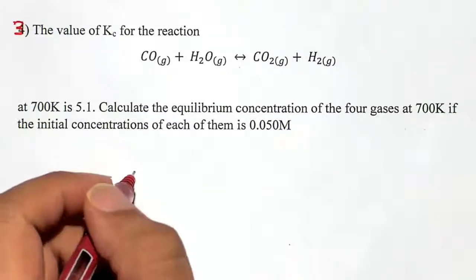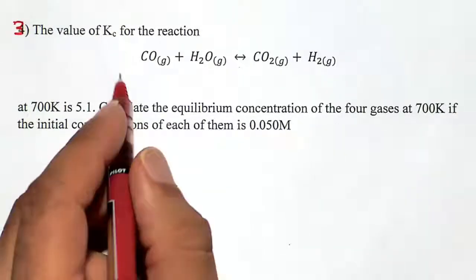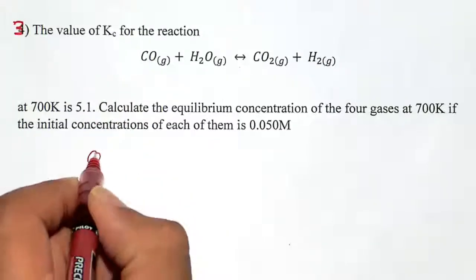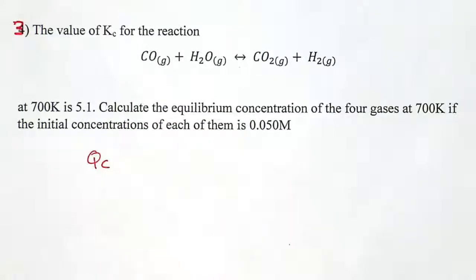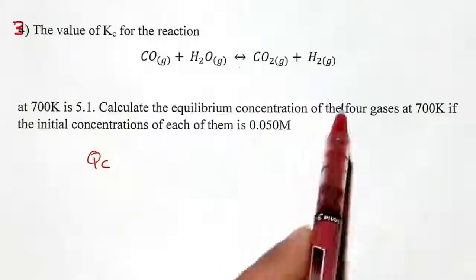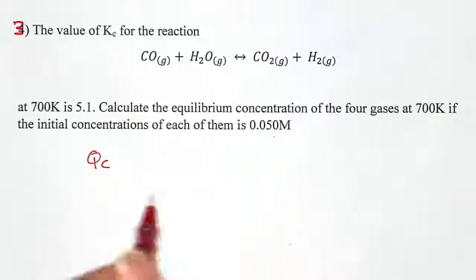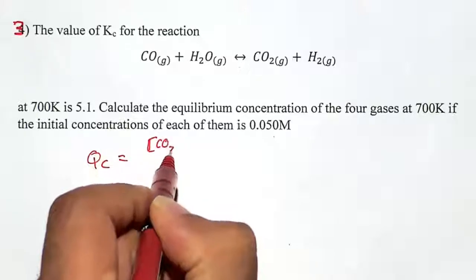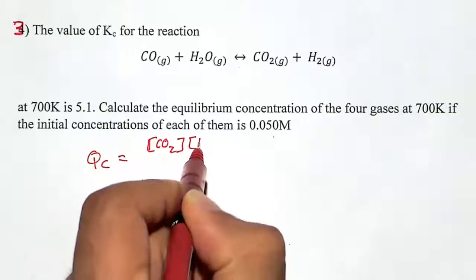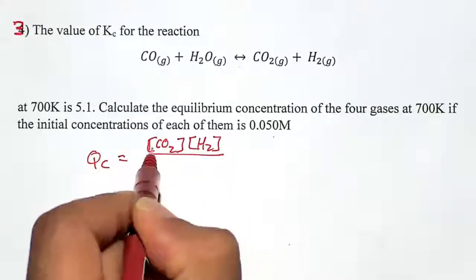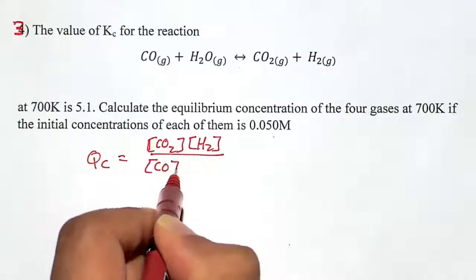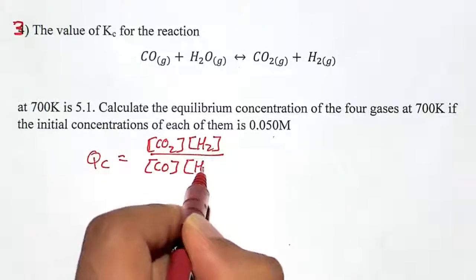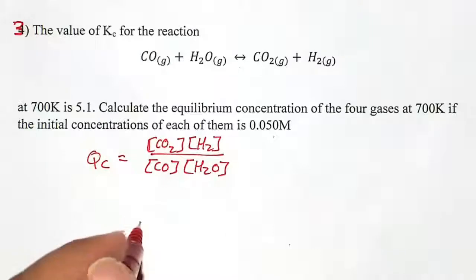So let's first calculate not Kc, but Qc for this, because we want to know where the equilibrium is going to shift. Is it going to shift to the left or is it going to shift to the right? So Qc here is the concentration of CO2 gas times the concentration of H2 gas, divided by the concentration of carbon monoxide gas times the concentration of H2O gas.